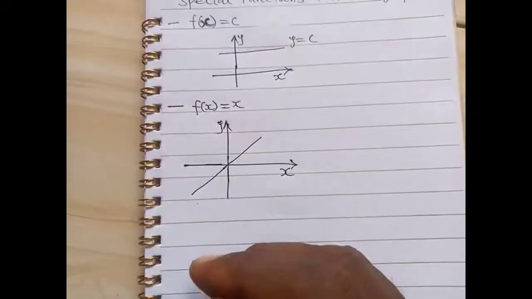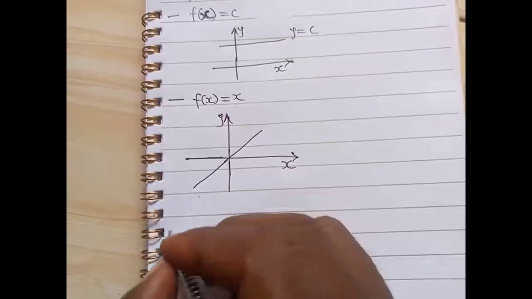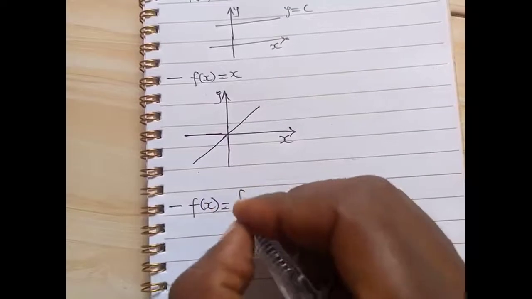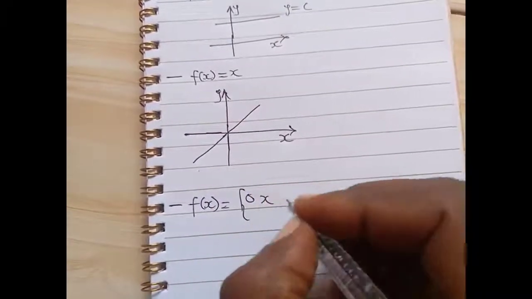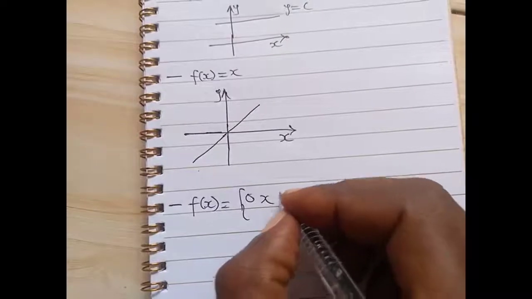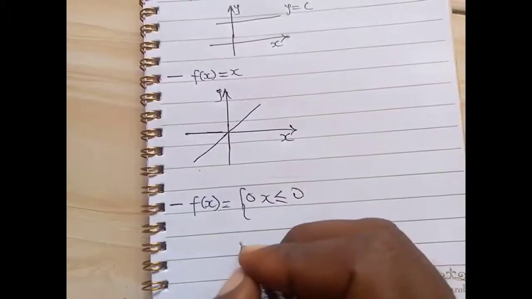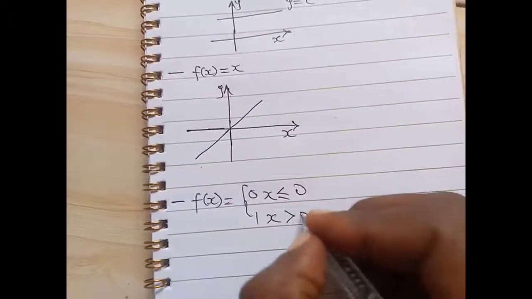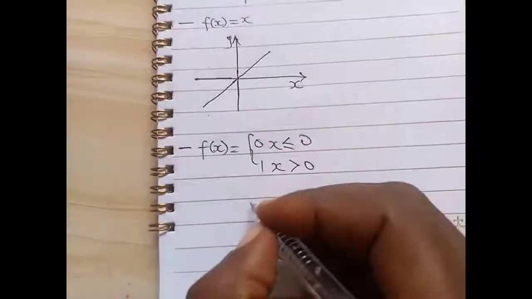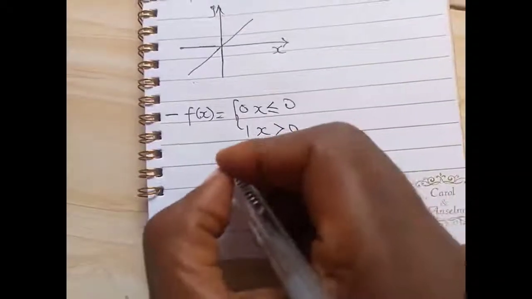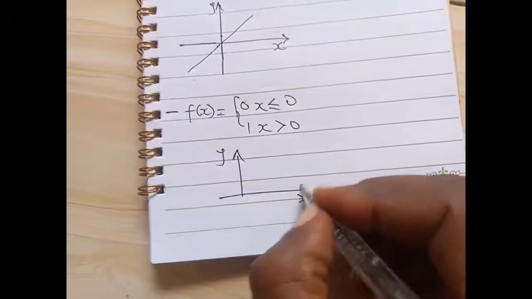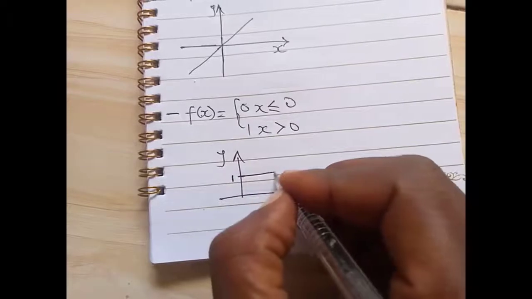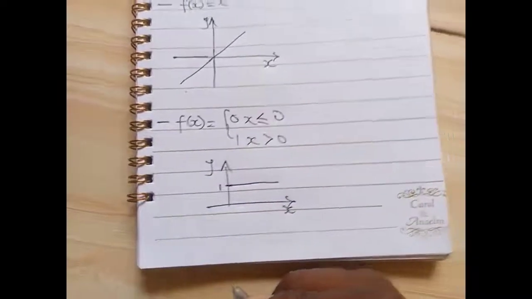Another one is the one we call Heaviside function. Heaviside function is if we have that y is equal to a set of, let's say 0, x is less than or equal to 0, or we have 1, x is greater than 0. So if we start, let's say this is y and this is x, at 1 it keeps going. So this is how it looks.